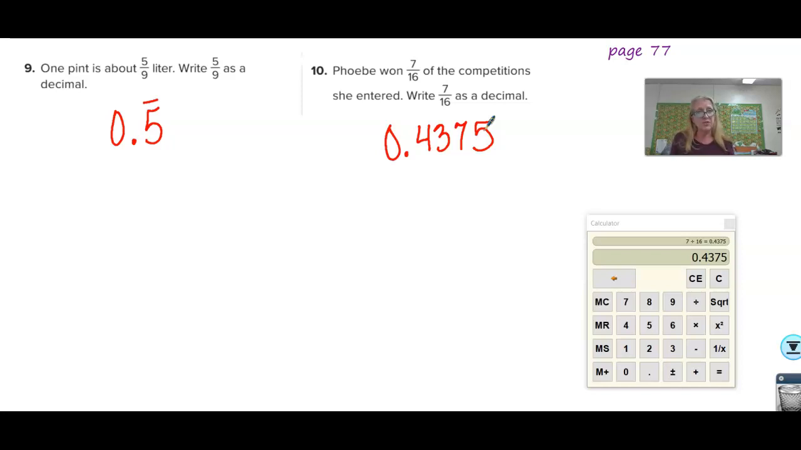So that is the only skill that I expect from you from this section, is to be able to take a fraction or a mixed number and write it as a decimal using any old calculator, even your great-grandma Betty's. Okay? You just do the top divided by the bottom.